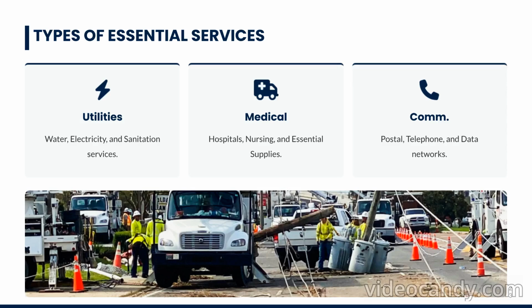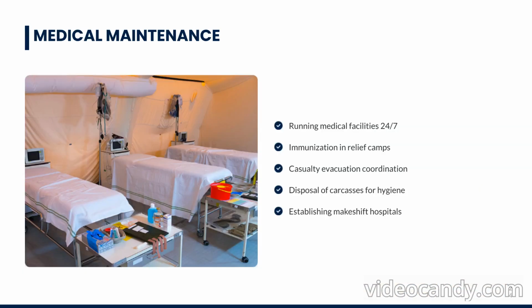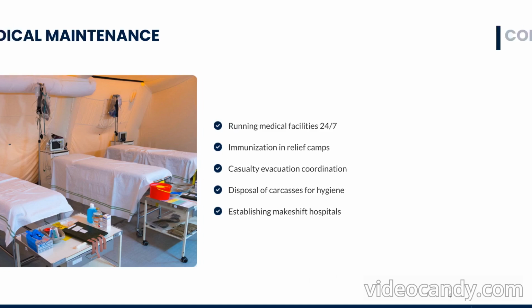Essential services are divided into several key areas. These include utilities like water and electricity, medical services such as hospitals and supplies, and communication networks for uninterrupted contact. Medical maintenance is critical, involving running facilities 24/7, coordinating casualty evacuation, and establishing makeshift hospitals. It also includes immunization and relief camps and hygienic carcass disposal.